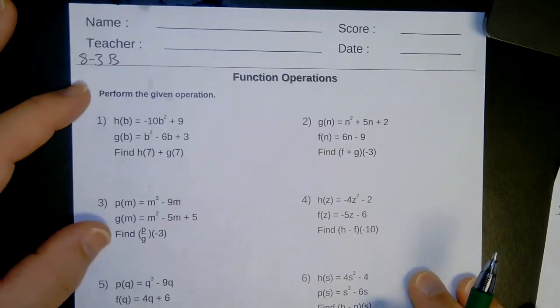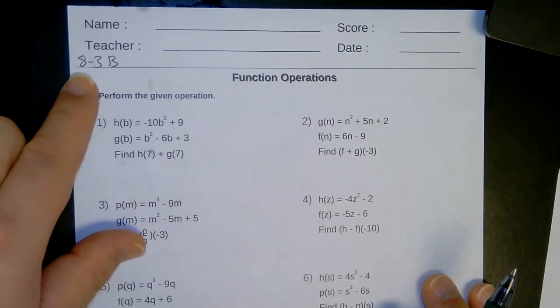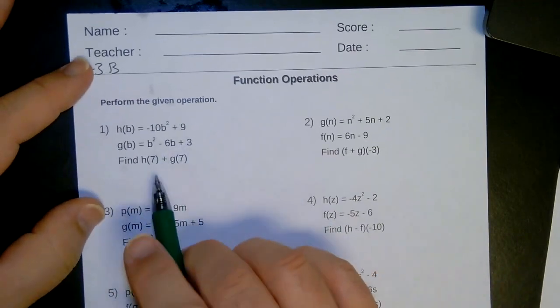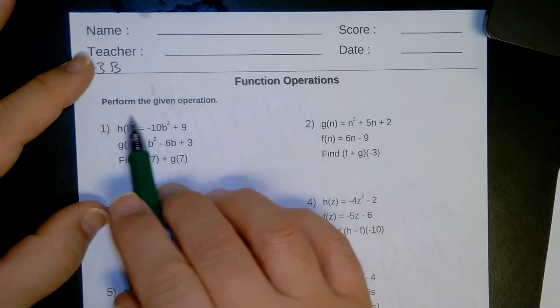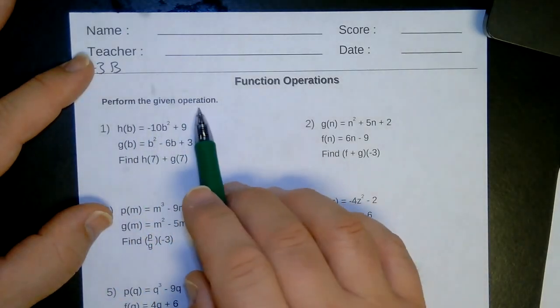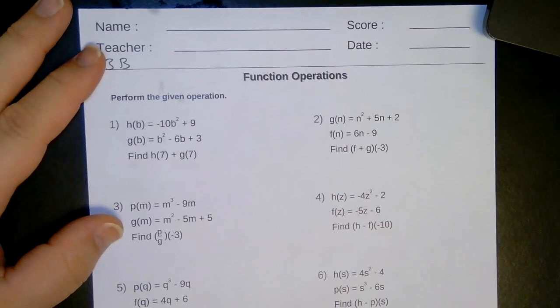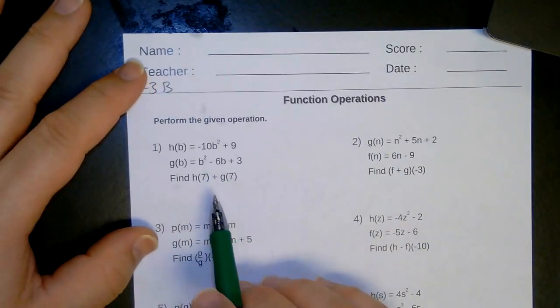Alright, the last handout from Unit 8, Section 3B. Okay, here we go. So this is function operations. It says perform the given operation. That means there's going to be some addition, subtraction, maybe some multiplication. Oh my goodness, they even threw some composites in there too. Crazy stuff. Alright, so here we go.